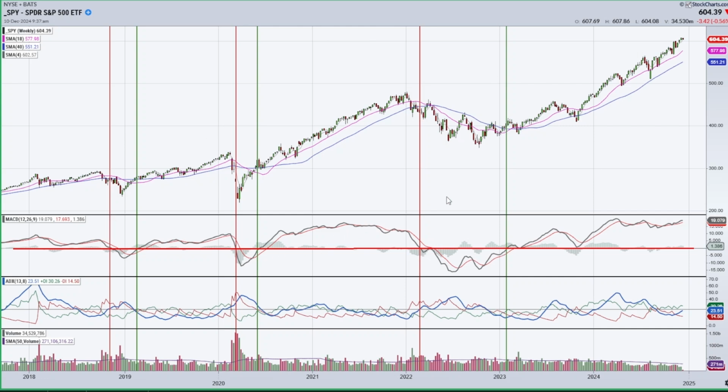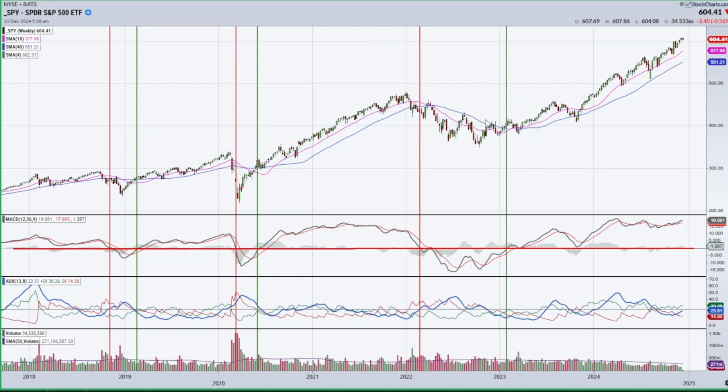Now, what that means is that because this is a 12-26, I use the standard right out of the box MACD, I didn't change a thing. This is 12-26 exponential. So if we get a green line, meaning we get a cross above the zero line to the upside, that means the 12 exponential moving average is crossing above its 26 exponential moving average on this time frame.